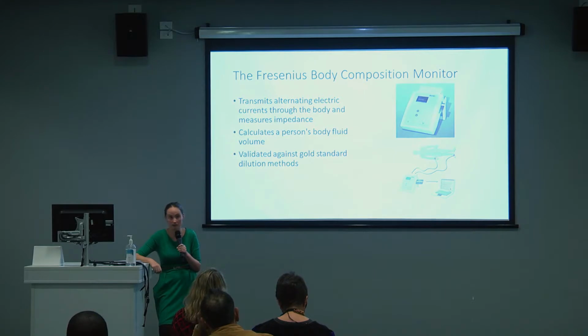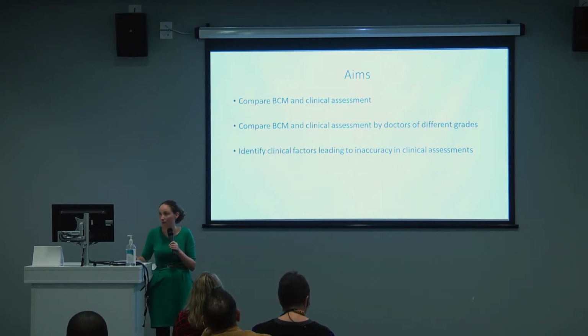But what we're going to focus on today is use of bioimpedance spectroscopy, and the machine that we have here is a Fresenius body composition monitor, also known as the BCM. So these work by transmitting alternating electric currents through the body and measuring the impedance, or the difficulty the current has getting through the tissues. And then this machine automatically calculates the person's body fluid volume. And this has been well validated against gold standard methods. But although we actually have a BCM here available to us, it's not part of our routine clinical practice.